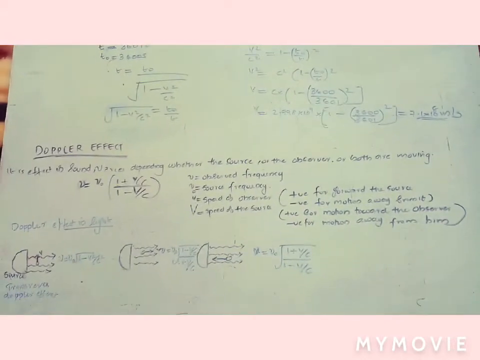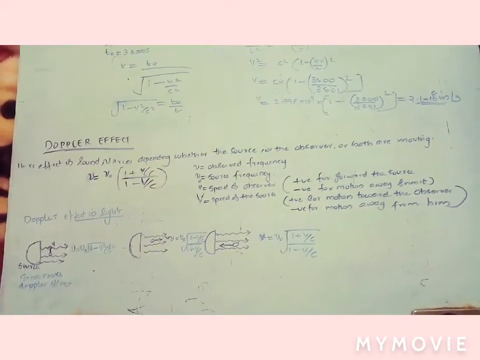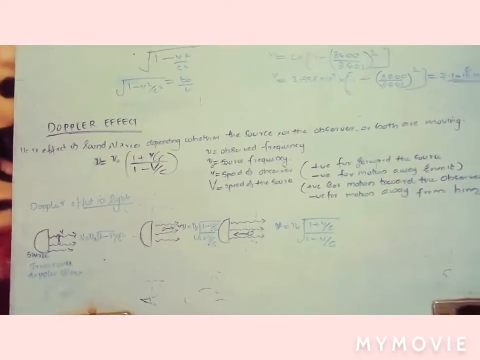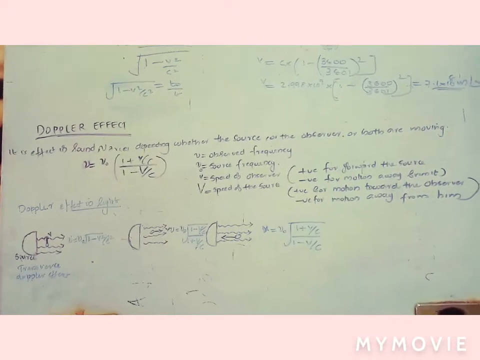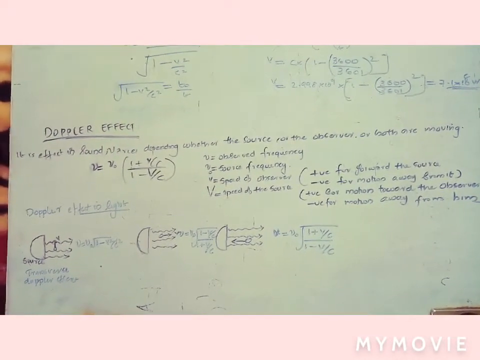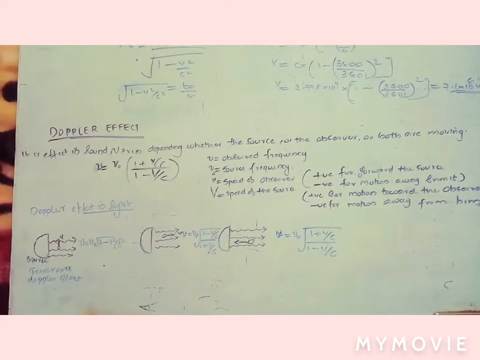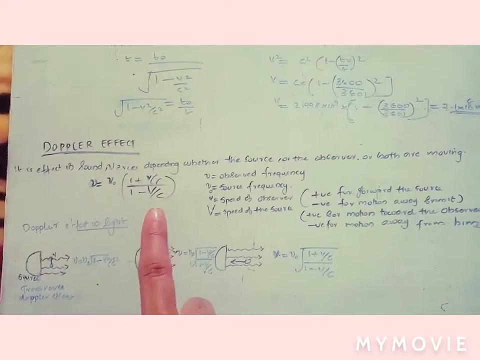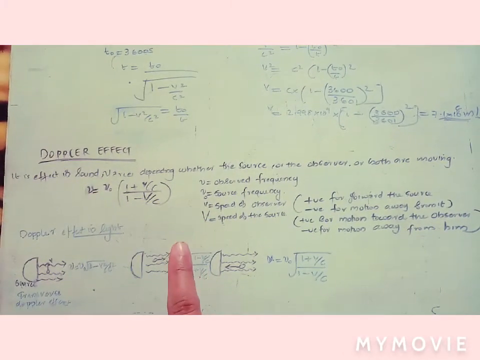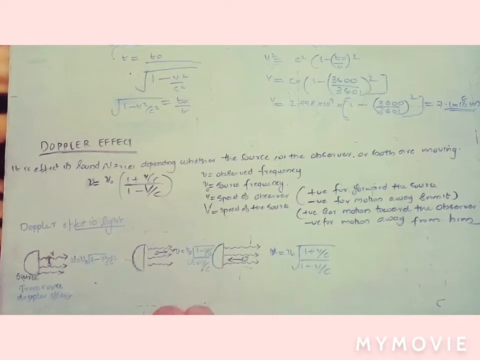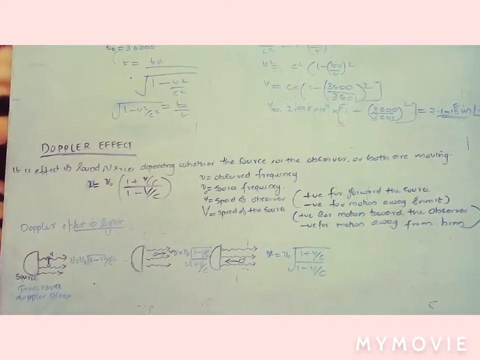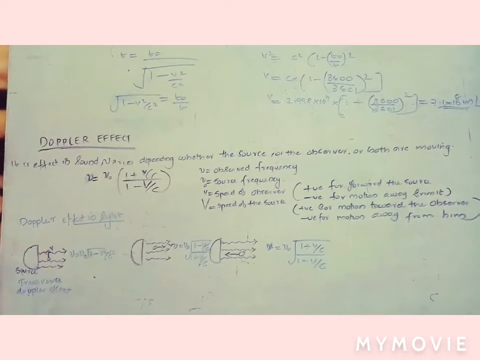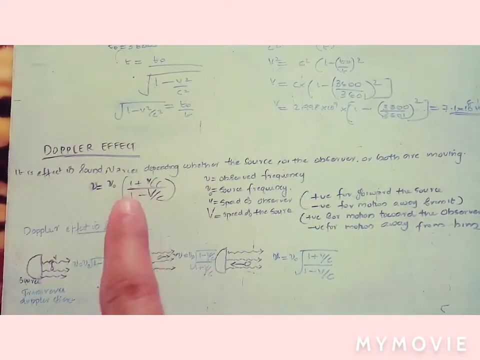Next we are going to find the Doppler effect. It is an effect in sound that varies depending on whether the source, the observer, or both are moving. We have to learn the expression by heart, that is nu is equal to nu 0 into (1 plus v by c) divided by (1 minus V by c), where nu is the observer frequency and nu 0 is the source frequency. v is the speed of the observer, and capital V is the speed of the source. Here it is the basic expression.